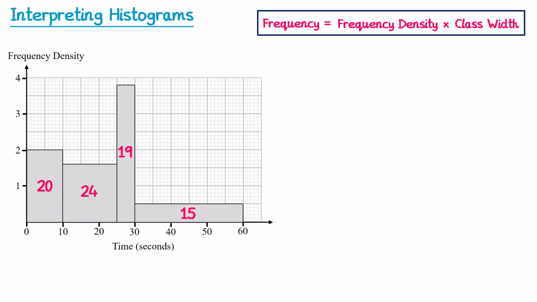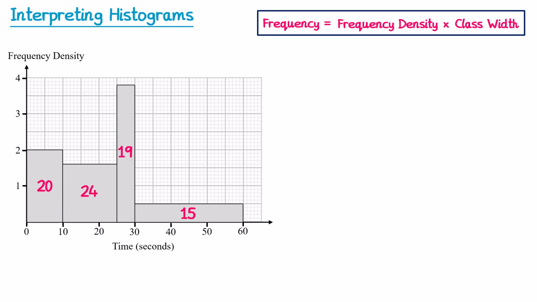You may have noticed that all of the bars in a histogram are rectangles, and when we find the frequency here, all we're really doing is multiplying the base of the rectangle by its height, which is the same as finding its area. So the area of each of these bars represents the frequency.